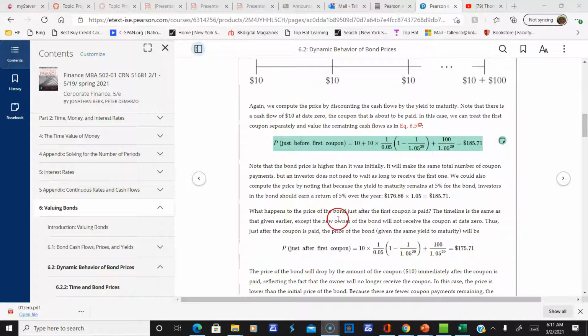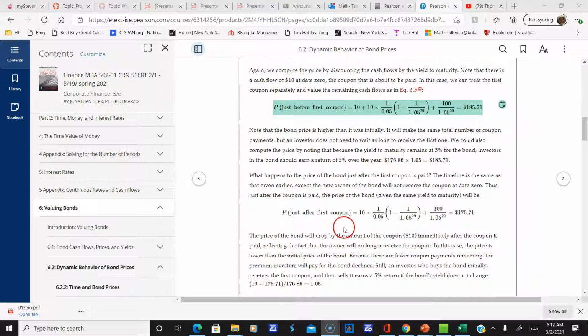So what happens to the price of the bond just after the first coupon is paid? The timeline is the same as that given earlier, except the new owner of the bond will now receive the coupon at date 0. Thus, just after the coupon is paid, the price of the bond will be right here, right after the coupon is paid, okay? As we saw, the price of the bond will drop by the amount of the coupon immediately after the coupon is paid, reflecting the fact that the owner will no longer receive the coupon.